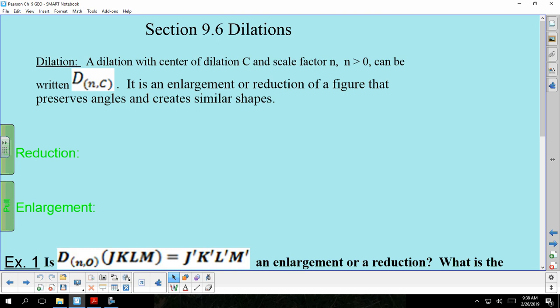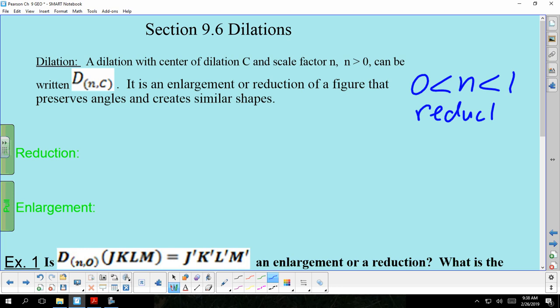So if I have a scale factor n that is between, greater than 0 but less than 1, this is a reduction. It's going to make our shape smaller. It's going to reduce it.